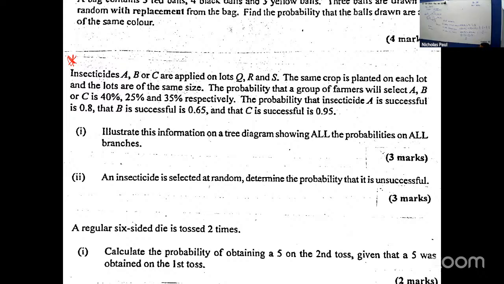Oh, you have a tree diagram. So you have how many from the first node? A, B, or C, right? So you have 3 from the first node and how much from the second node? From the first node is A, B, C. And when you reach the second little node there, how many branches?